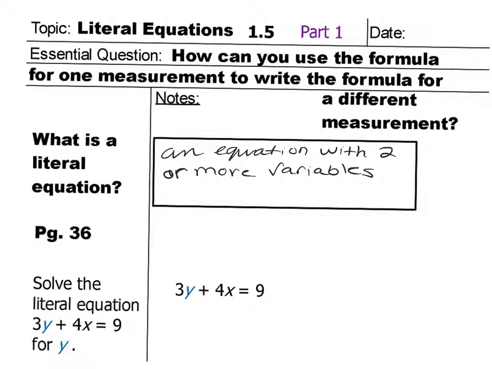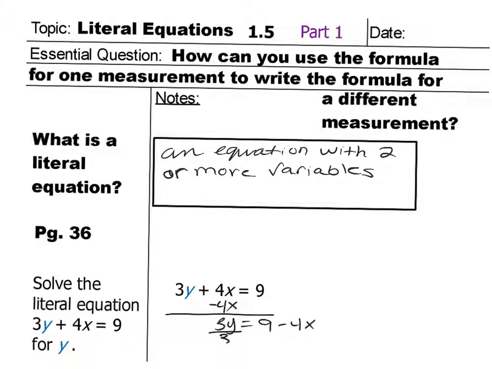So, how do I get y by itself for that first problem? Yes? Minus 4x. So I want to get rid of everything around that 3y. So I'll end up with 3y equals 9 minus 4x. What's the next step? Divide by 3.